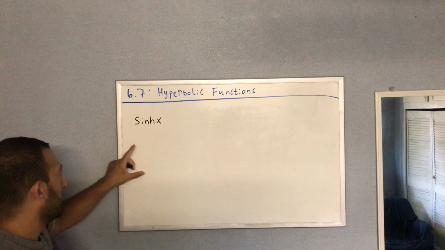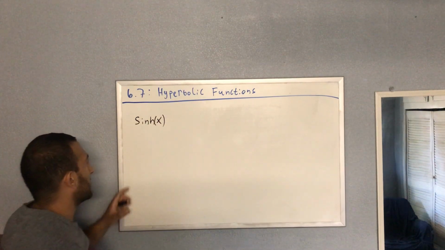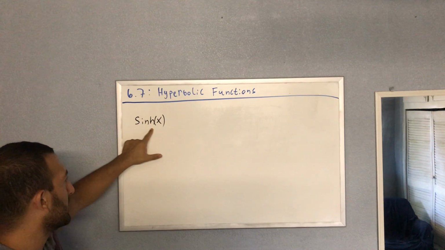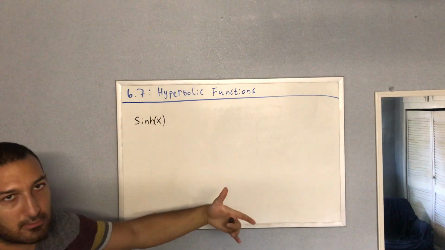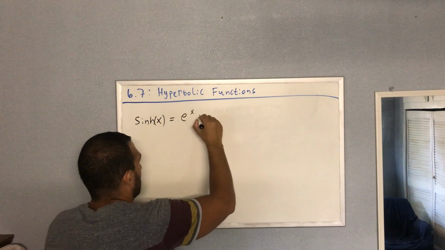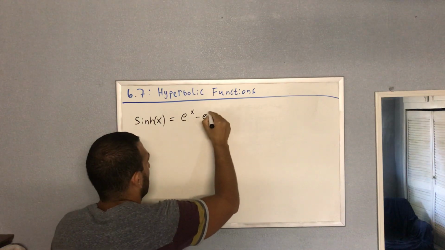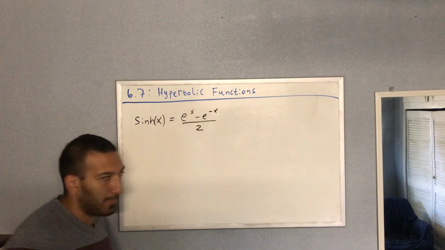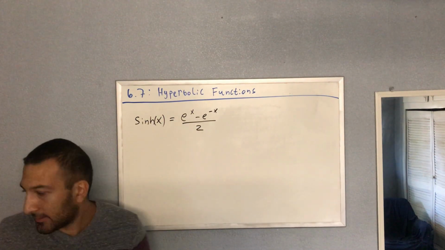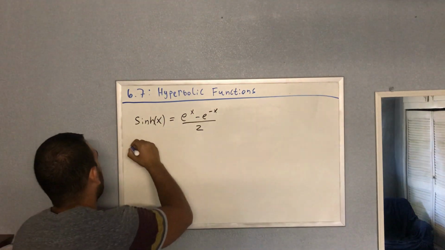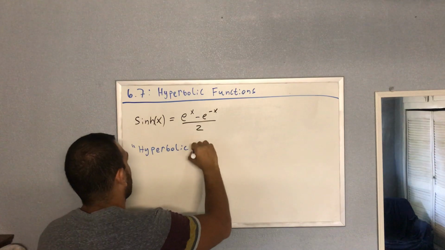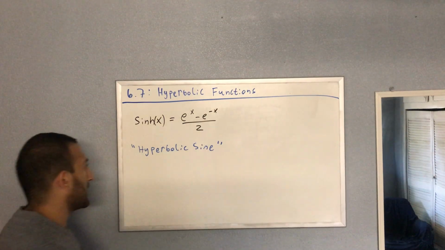Maybe I'll put the parentheses for clarity: sinh, so the h is for hyperbolic, of x. So these four letters constitute the function. This is defined as the following. You read this as hyperbolic sine.